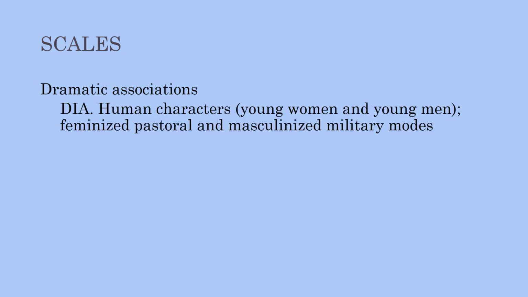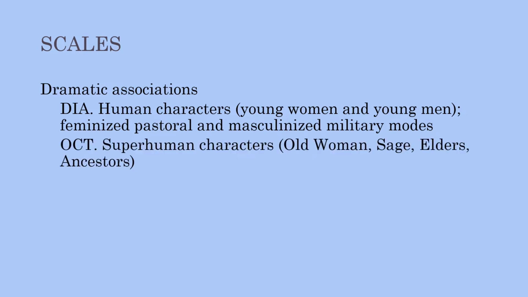The diatonic scale, including 0235 melodies, is associated with human characters, the young men and young women, and with the pastoral and military modes. The octatonic scale, including 0235 and 0336 melodies, is associated with superhuman characters, the old woman who was a diviner, the sage, the elders, and the ancestors.